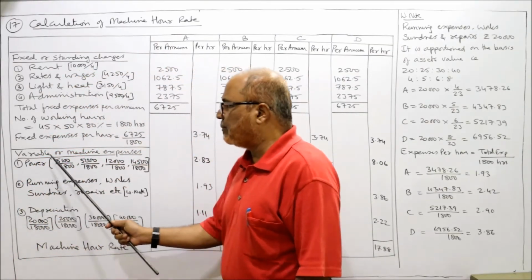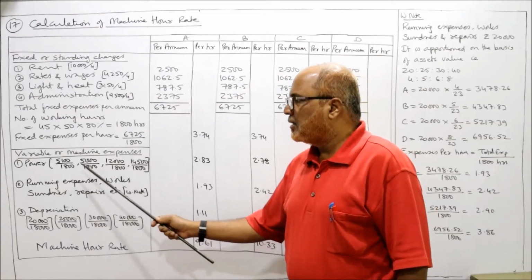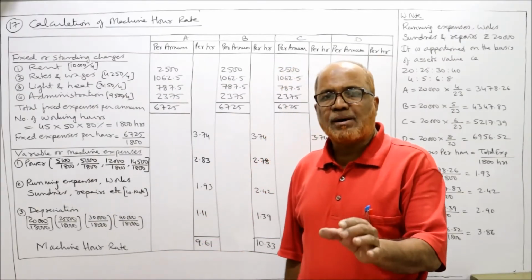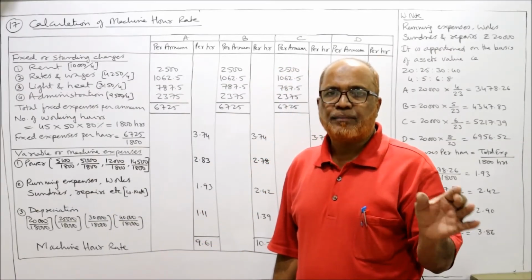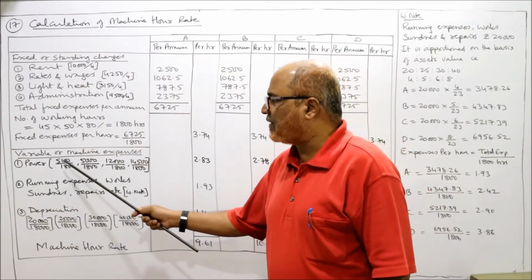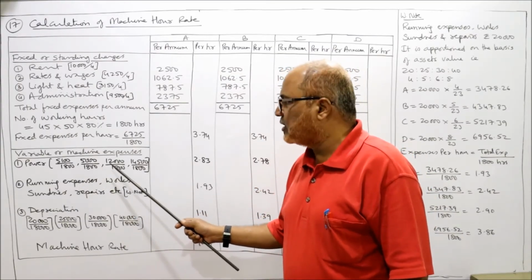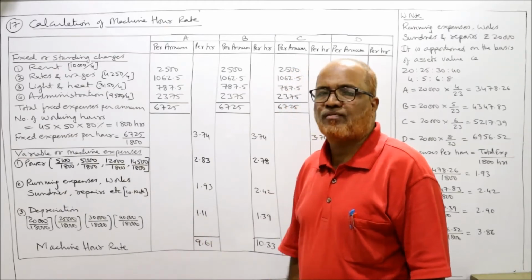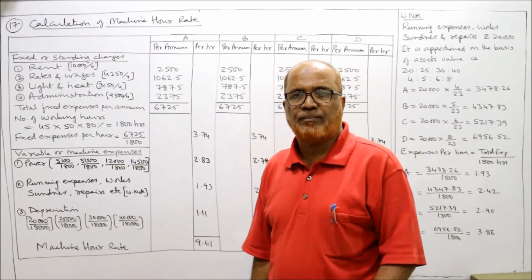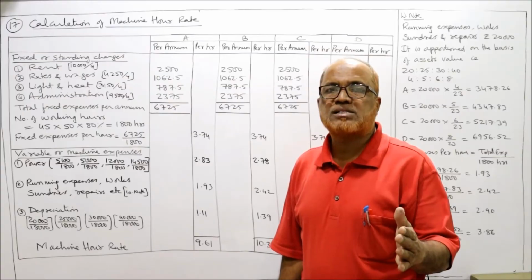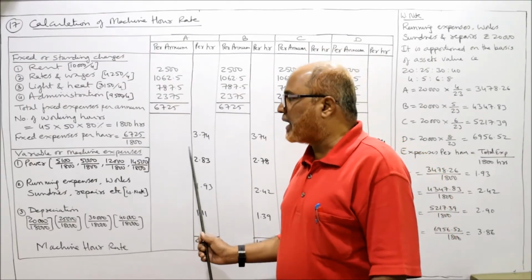Now we'll come to the variable or machine expenses. Power is given separately for A, B, C, D. For machine A, the power is 5,100 rupees per annum, 5,000 rupees for the second machine, 12,000 for the third machine, and 14,500 for the fourth machine, D. How many hours does the machine work? 1800 hours. So we need it per hour.